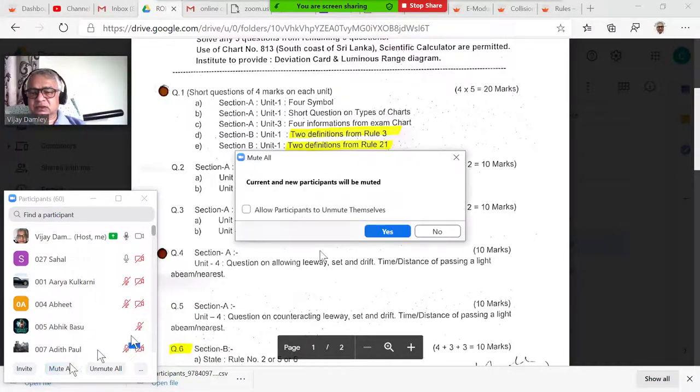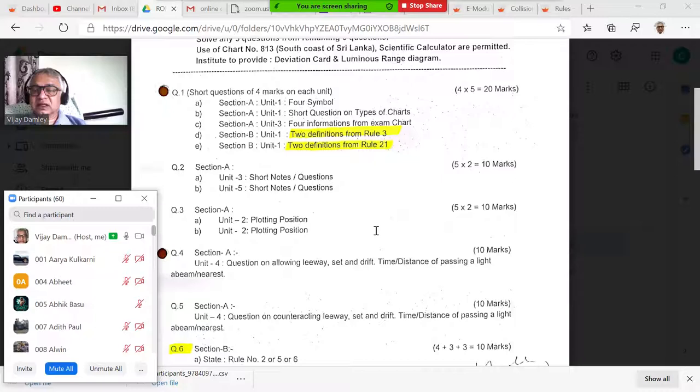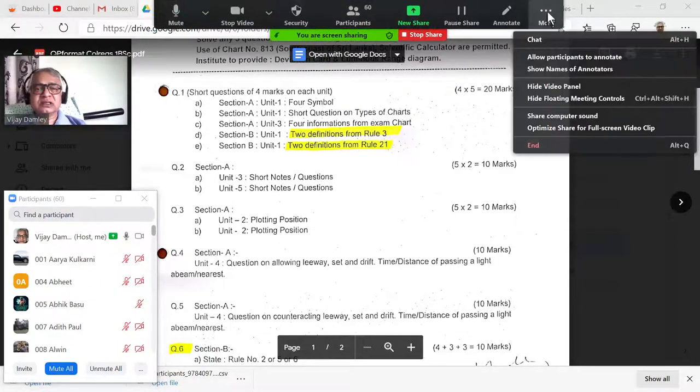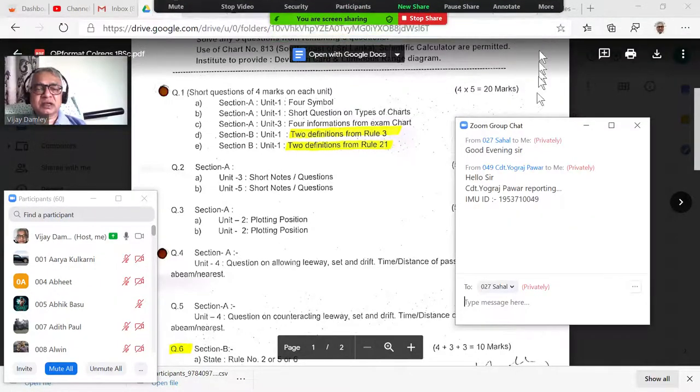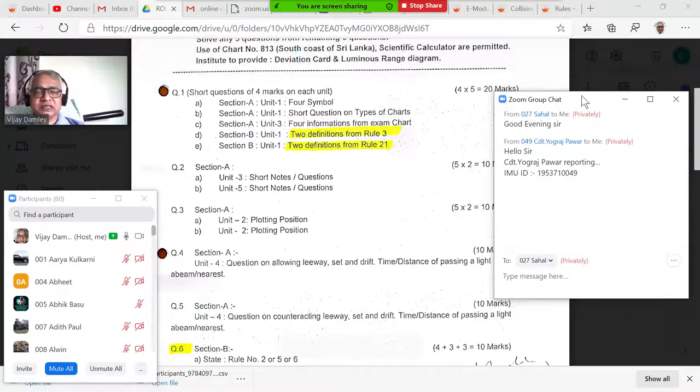So you are all muted now. Okay. And if, as I am talking, anybody has a doubt, you wave your hand, because I can see it clearly, and then use the chat. Because in chat, whatever you write, I can read it clearly, and I know what you are asking. Otherwise, the voice is getting lost with the bandwidth.